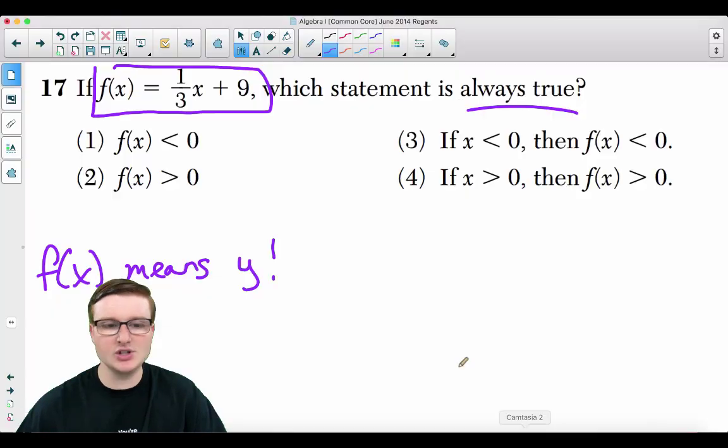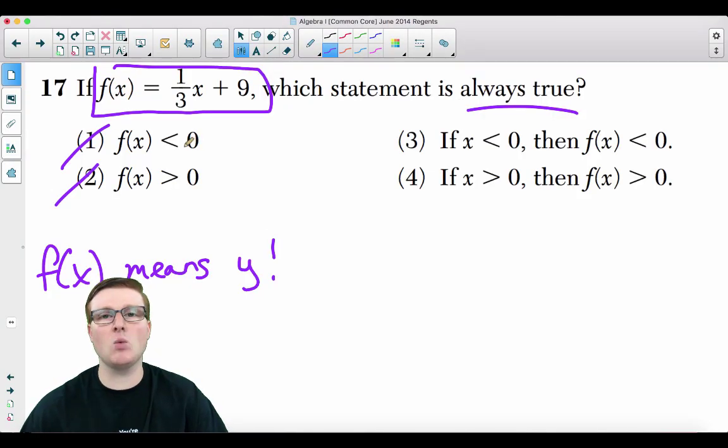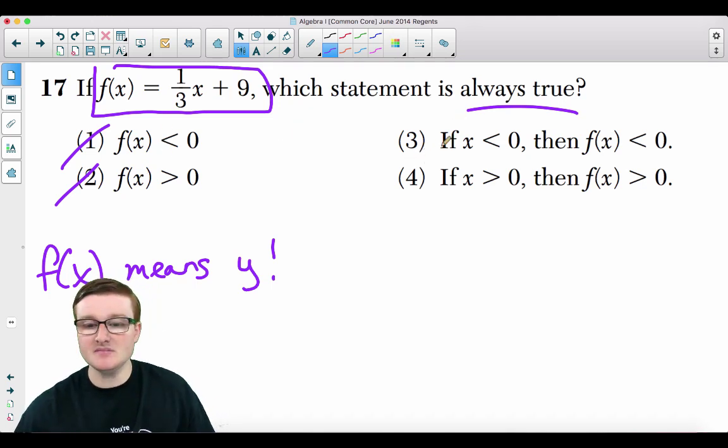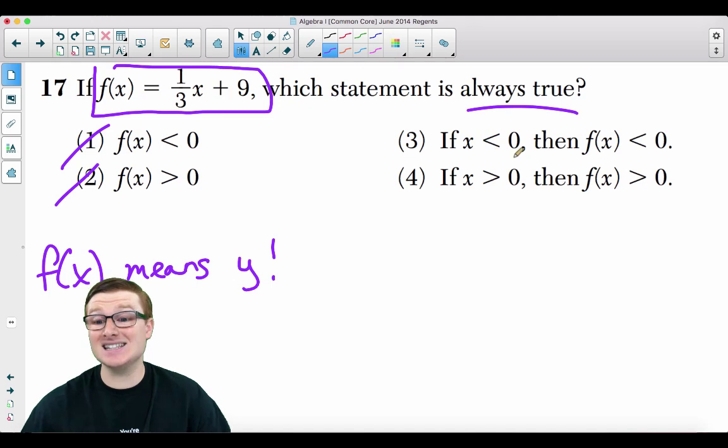So choices 1 and 2 make no sense. This is saying that y is always positive and y is always negative. Those don't make any sense. Now, if we take a look at choice 3, it's saying if x is less than 0, then f of x is less than 0.